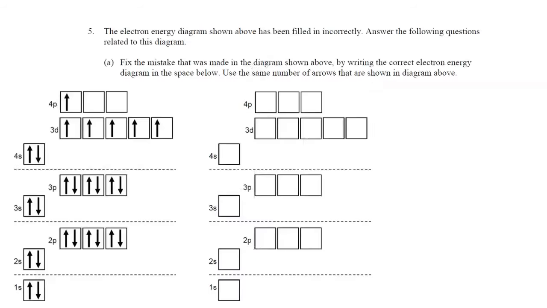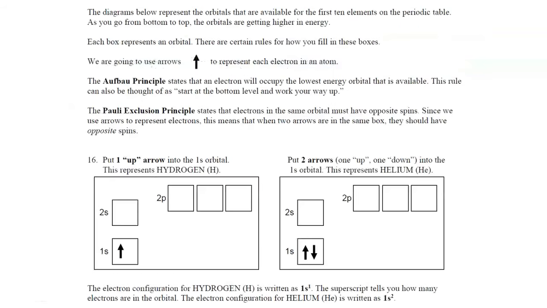Now, before I fix the mistake that was made in this diagram, I will remind you of another rule that you learned when you were studying electron configurations. So again, this is from your packet entitled Electron Configuration. And this rule is known as the Aufbau principle, which states that an electron will occupy the lowest energy orbital that is available. This rule can also be thought of as start at the bottom level and work your way up.